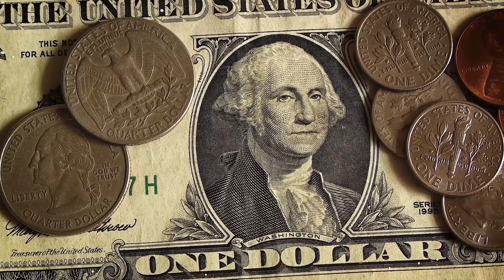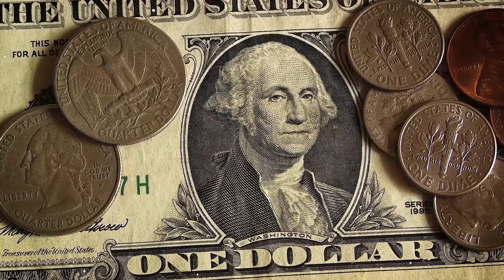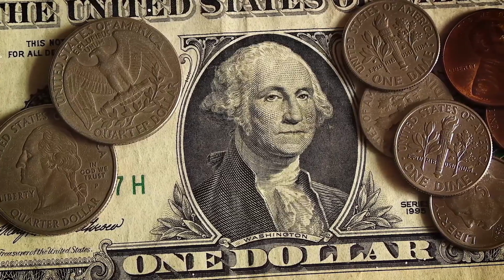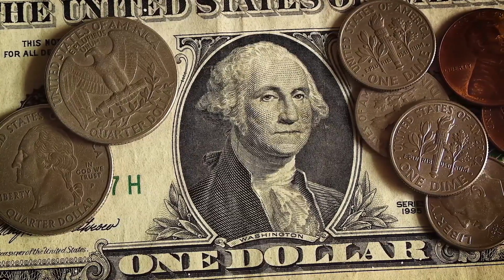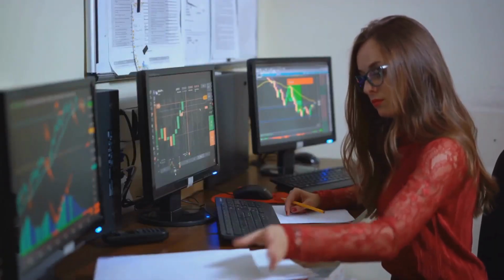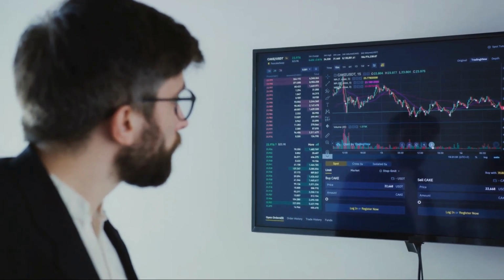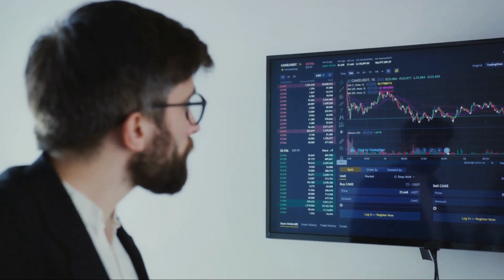One risk in options trading is the possibility of losing your entire investment. If the market doesn't move in the direction you predicted, the options you bought may become worthless by their expiration date. The market for options is also complex. It requires a deep understanding of financial markets and investment strategies. Without proper knowledge and experience, it can be easy to make costly mistakes.